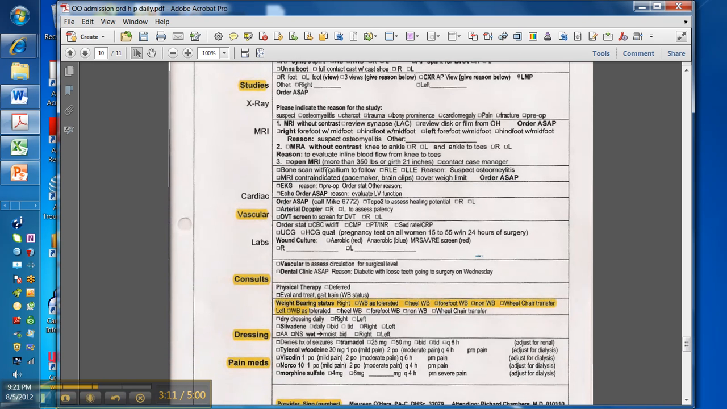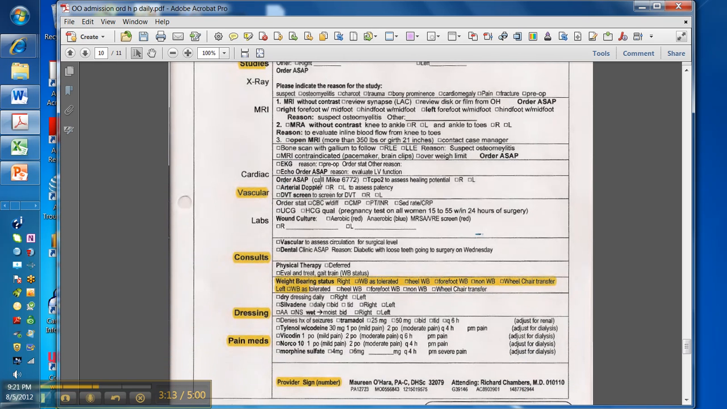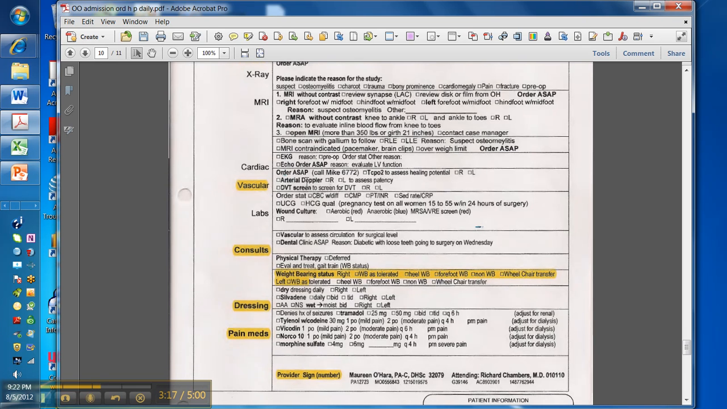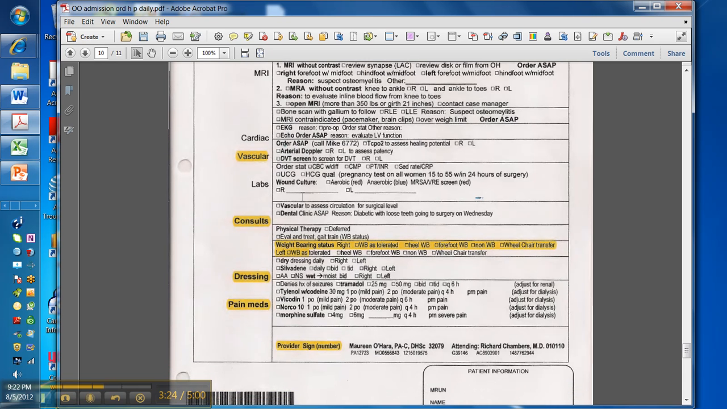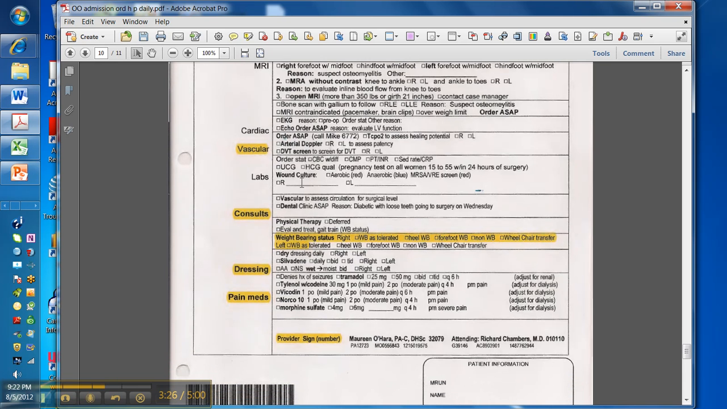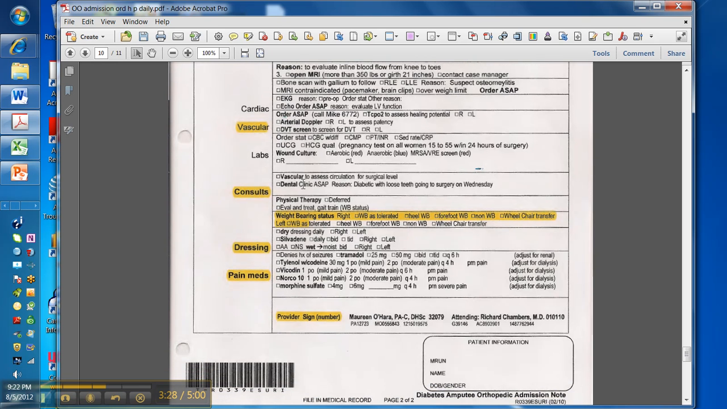X-rays, MRIs, EKGs, which will be ordered by medicine, hopefully. Any vascular studies, labs, hopefully have been done by the medicine team. If you've ordered any consults, vascular or dental consults would be the ones that we might order.